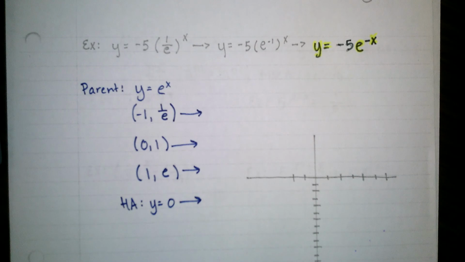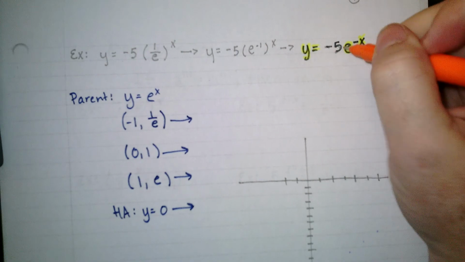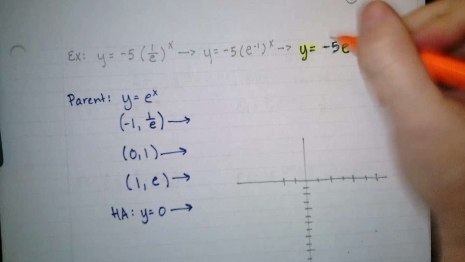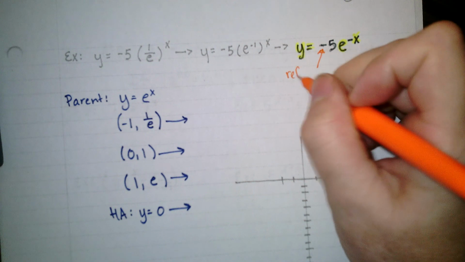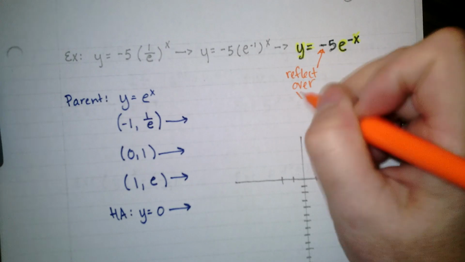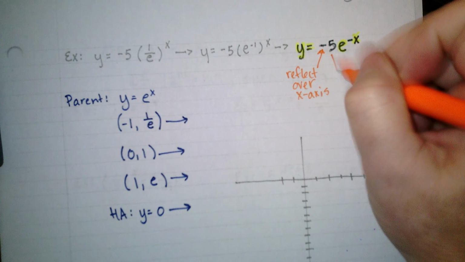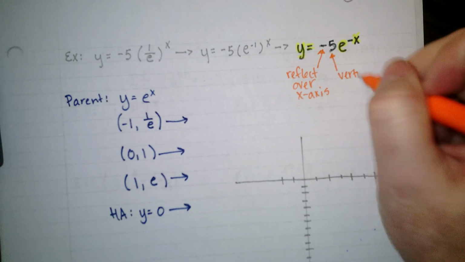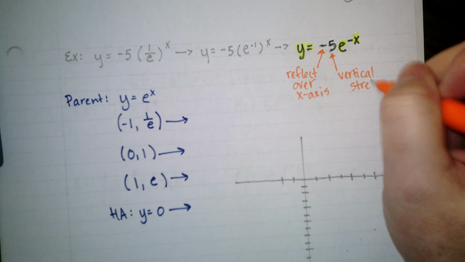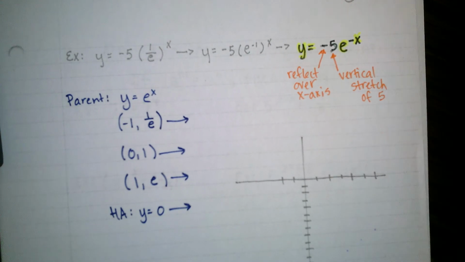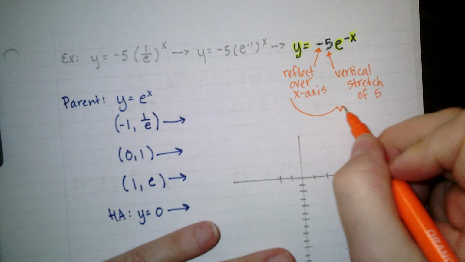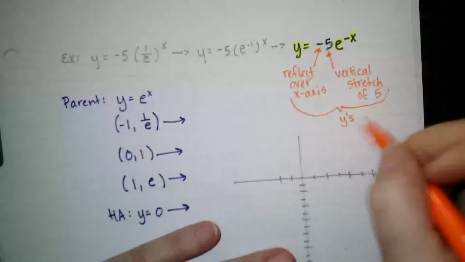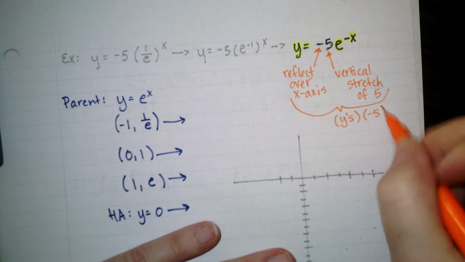The transformations we have, this time we have a number out in front. We have a -5. Well, this is actually 2 transformations, but we're going to handle them in one step. So this negative means we reflect over the x-axis, and the 5 means we have a vertical stretch of 5. When we put those together, that just means we're going to take all of our y's and multiply them by -5.